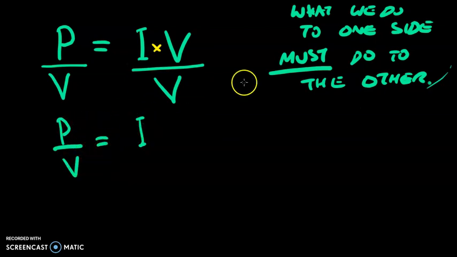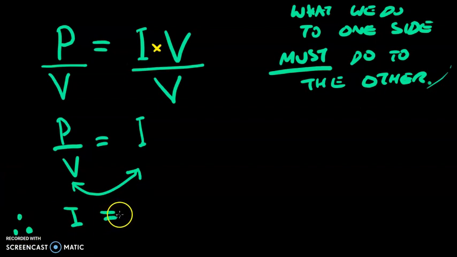So there's no big magic trick here. All we do is we just swap places. Okay, so we just move, reverse, like do a little mirror image of our equation. So now we can say that, therefore, I is equal to P divided by V. Excellent. So what that means is we can now solve our equation.